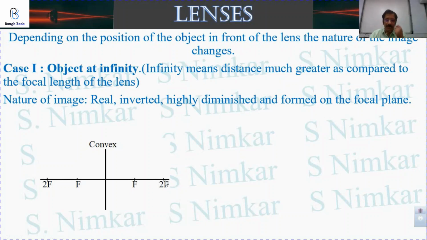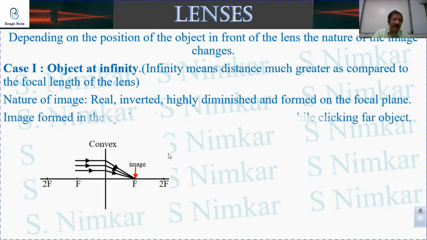Now, when we show the object at infinity, we do not show the object actually, we just show a parallel beam incident on the lens. Now, you know that the rays parallel to the principal axis after refraction converge through the focus. And to show that a highly diminished image is formed, we show a small inverted arrow. This image can be captured on the screen. That's why the image is real.